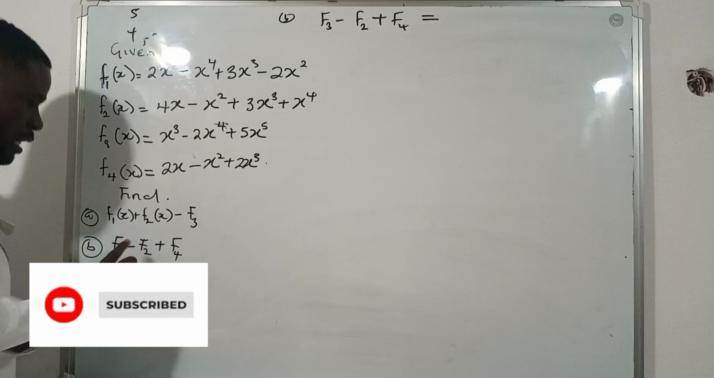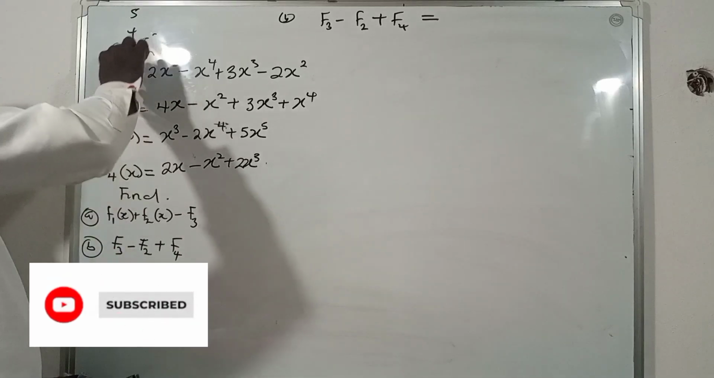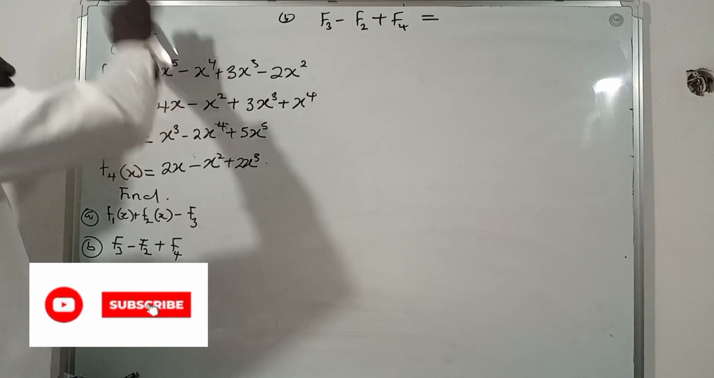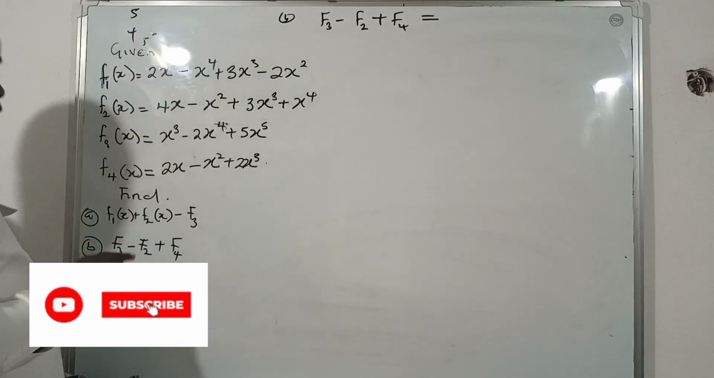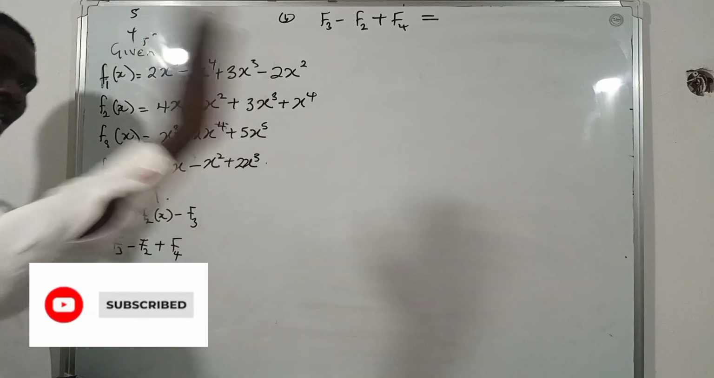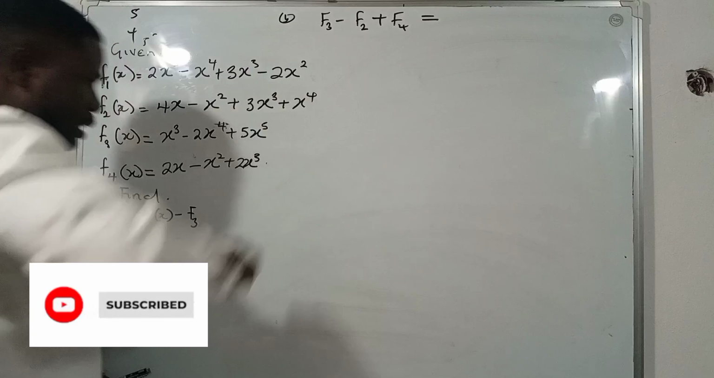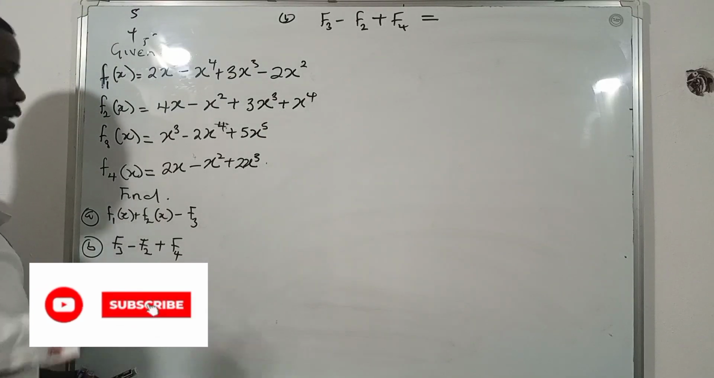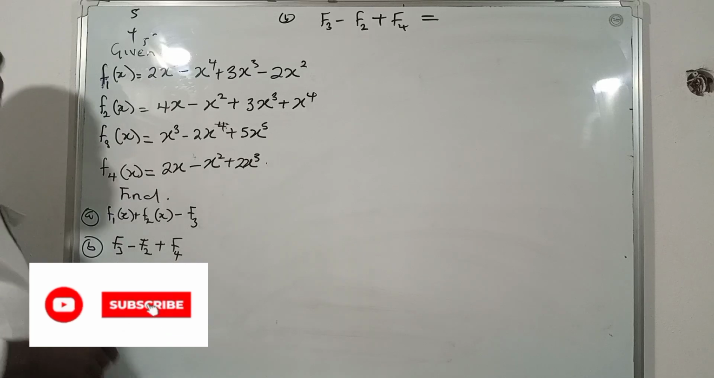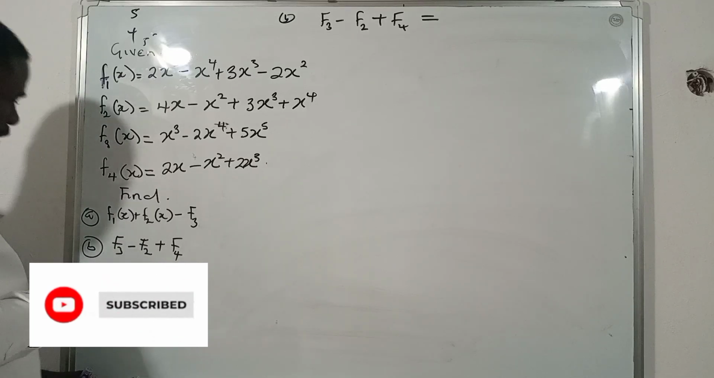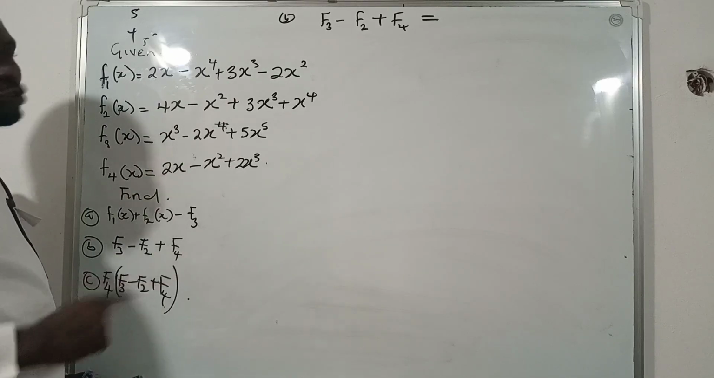Remember, in exams, it may not be expressed this way. Sometimes they can tell you, add 2x to the power 5 minus x to the power 4 plus this 2. This one. So that's another way it can be expressed. They may mention the function and ask you to add it. But they can also present the question this way. So for this second question, f3 minus f2 plus f4, let's address it.